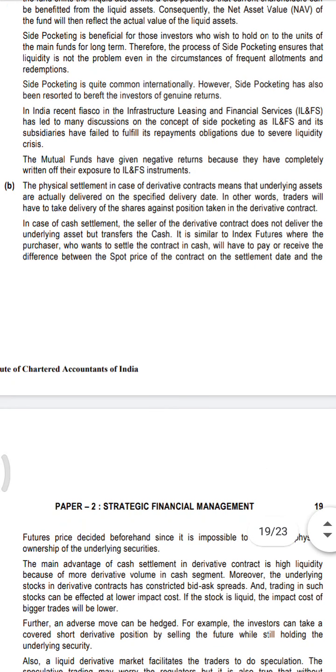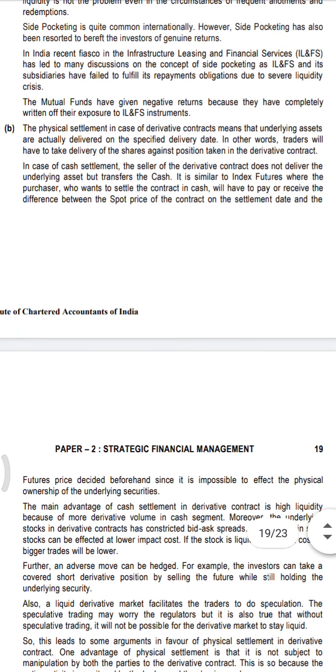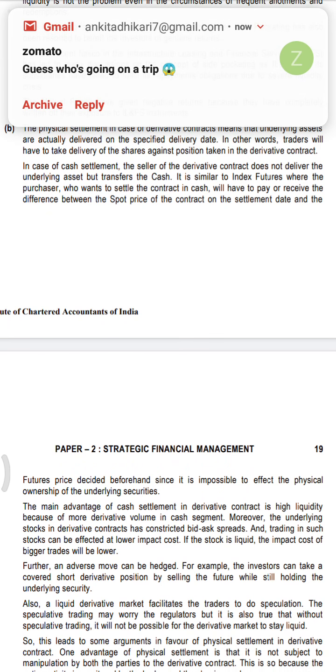Next question is on physical settlement in case of derivative contracts. It means that underlying assets are actually delivered on a specified delivery date. Actually delivery हो रही है specified delivery date पे. In other words, traders will have to take delivery of the shares against the position taken in the derivative contract. Delivery लेनी पड़ेगी आपको, आपके घर पे आएगा शेयर, रखना पड़ेगा हाथ में.